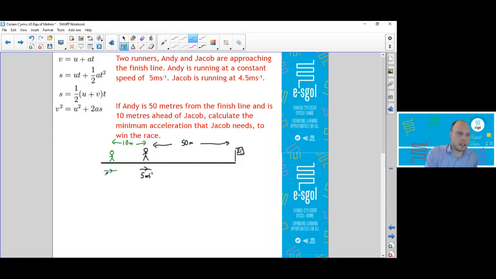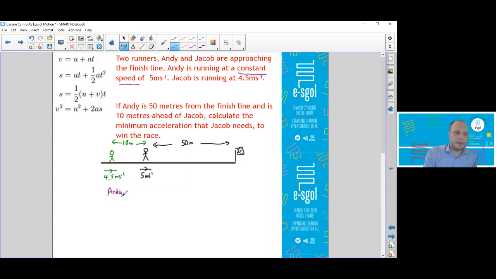And Jacob is running slower, 4.5 meters per second. So if things stay as they are, Andy is not only going to win the race, but the gap between them is going to get bigger because Andy is running faster than Jacob. First thing to realize here is that Andy is running at a constant speed, which means it's not a SUVAT problem for Andy. We don't need our equations of motion because he's not accelerating. So that means it's just a speed equals distance over time problem, like you would have done in year 8.